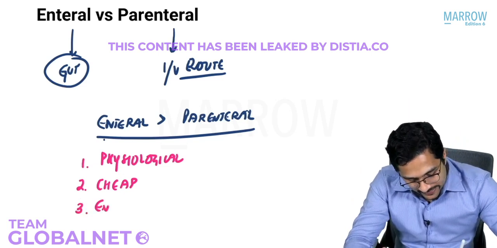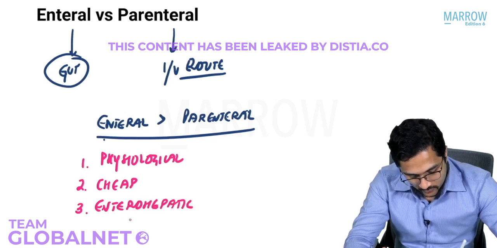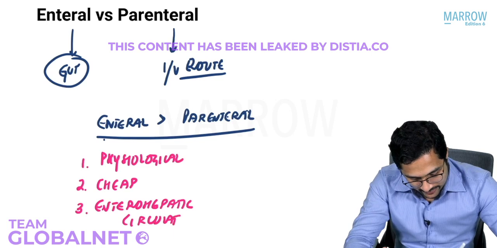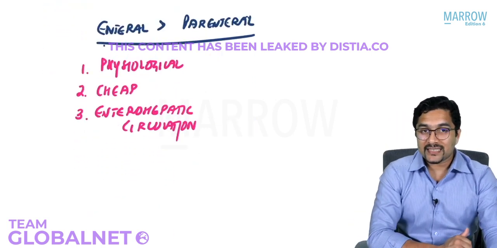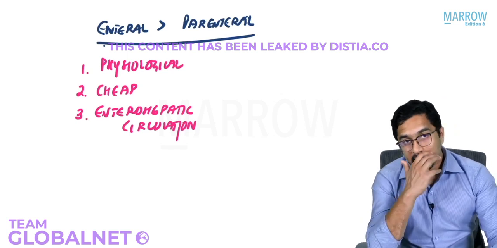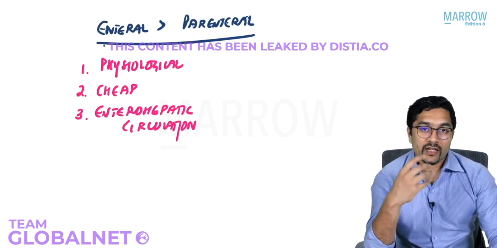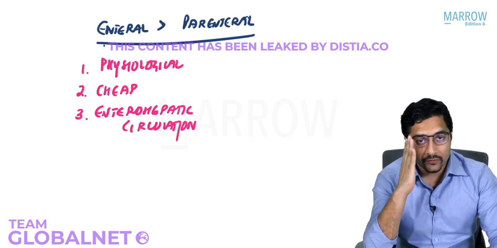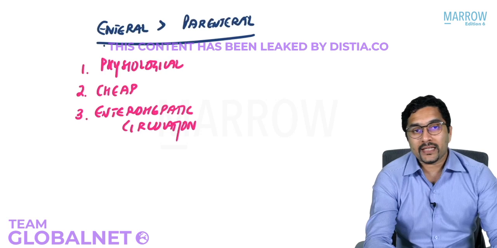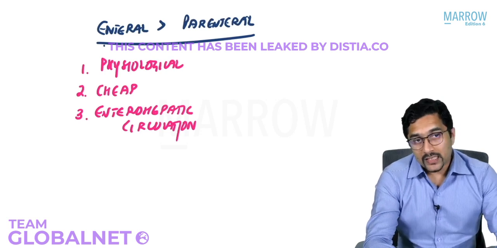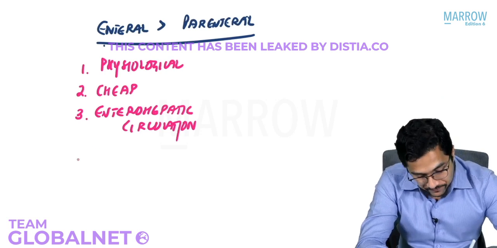It maintains the enterohepatic circulation. That means it prevents cholestasis. And we will discuss later that in parenteral nutrition, when you give it for a long period of time, there can be cholestasis and jaundice, and the bilirubin can go up. So this is prevented by enteral nutrition.